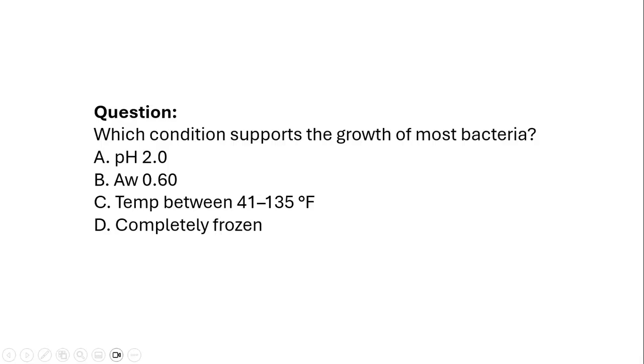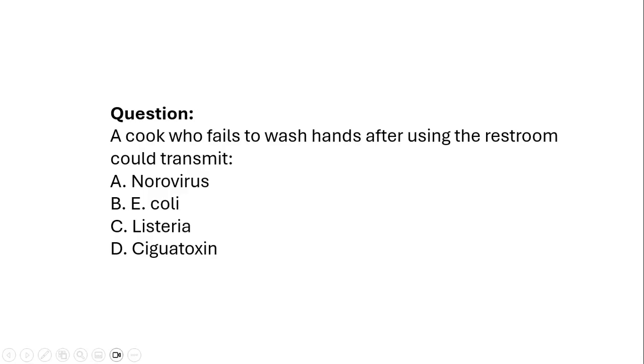All right, let's do some questions. Which condition supports the growth of most bacteria? Is it A, a pH level of 2.0, it's pretty acidic, B, available water of 0.6, C, the temperature between 41 and 135, or D, completely frozen? C, absolutely, yeah, that temperature danger zone, perfect for bacteria.